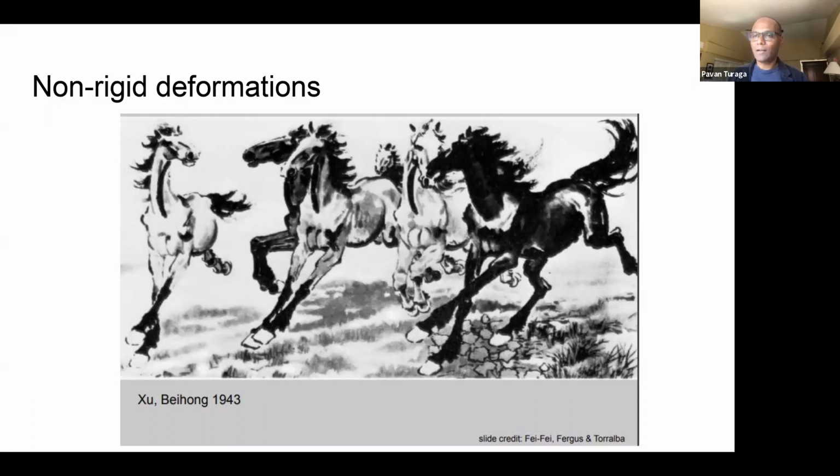another classic problem, which is many objects that you are interested to represent and to recognize have certain degrees of freedom, which allow them to deform. Things like human bodies, things like animals, even objects like tanks and cars, which you might think of as rigid objects by and large, but they still have moving parts.